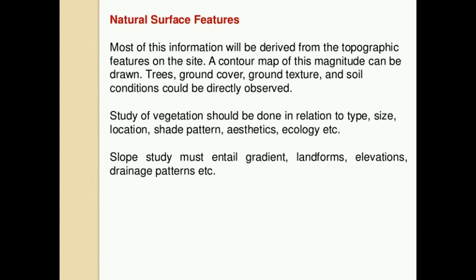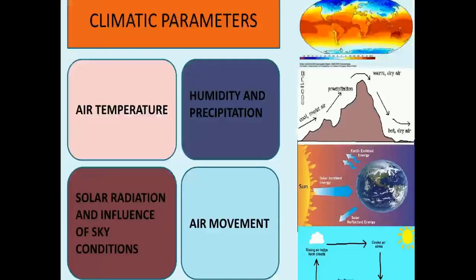Slope study, undulations, I'm repeating the things again. Slope study, undulation of the surrounding area, grounds, then contour map, detailed gradient, landforms, elevation, drainage pattern, water table. These things should be considered while studying the natural surface features.